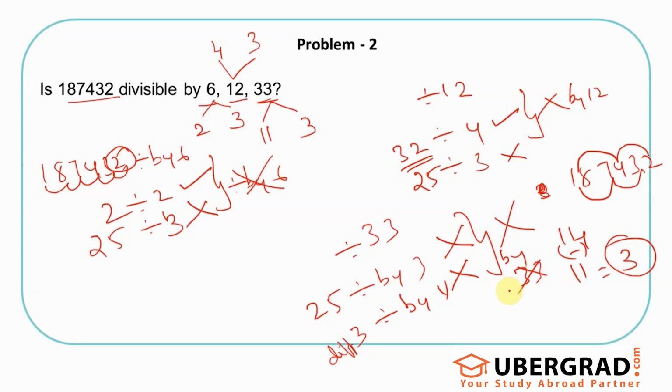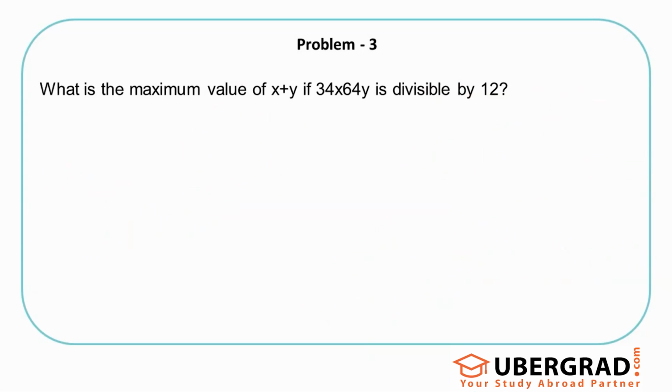Right? This is how you do it for the complex numbers. Now, this is slightly on the advanced level. So, what is the maximum value of x plus y? Basically, x and y are the digits here. 34x64y is the number, divisible by 12. So I can potentially have some values for x and y such that the rules of 12 are satisfied. I have to find the maximum in that.